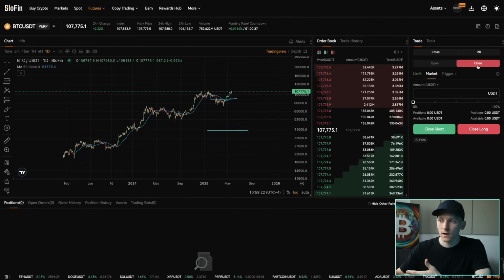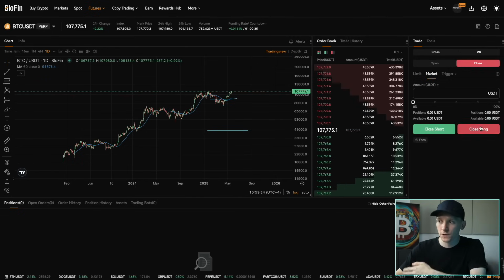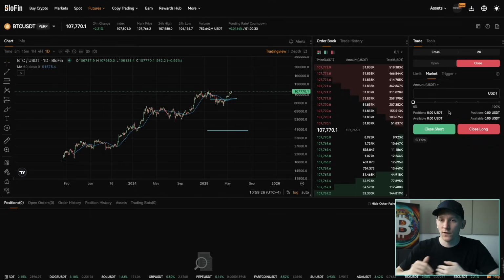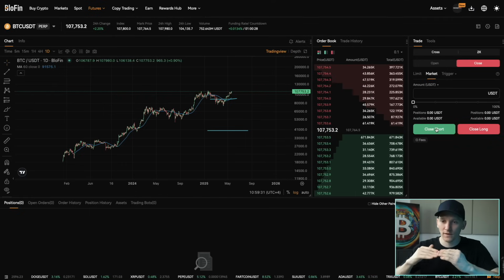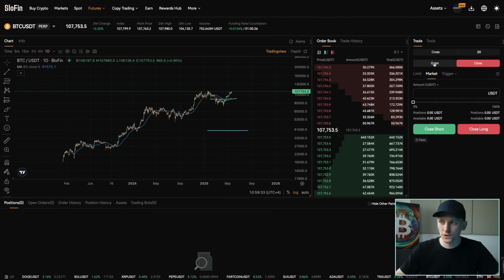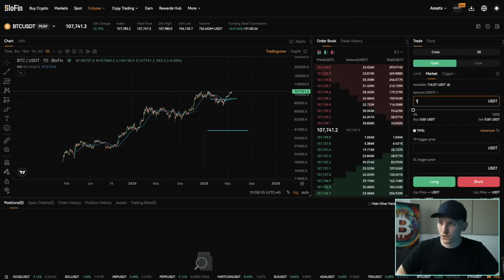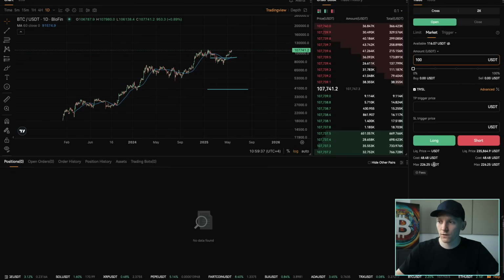Closing the trade is, if you have a long trade, you want to close it by going short. You can see close long here. If you have a short trade, you want to close it by going long. And that equals out the trade to obviously having no position. We want to open a short trade though. So open $100 trade size with 2x leverage means $50 cost.